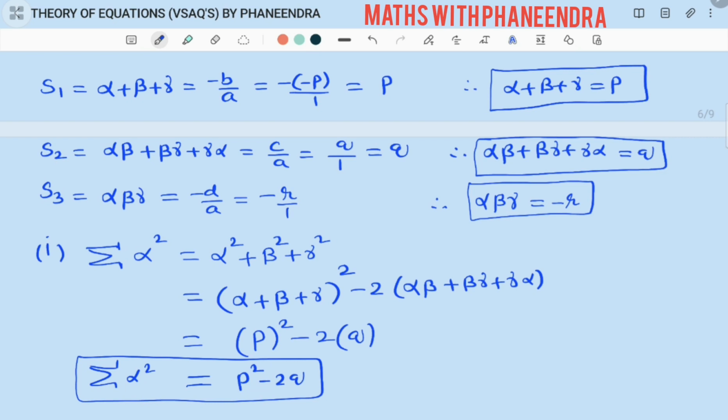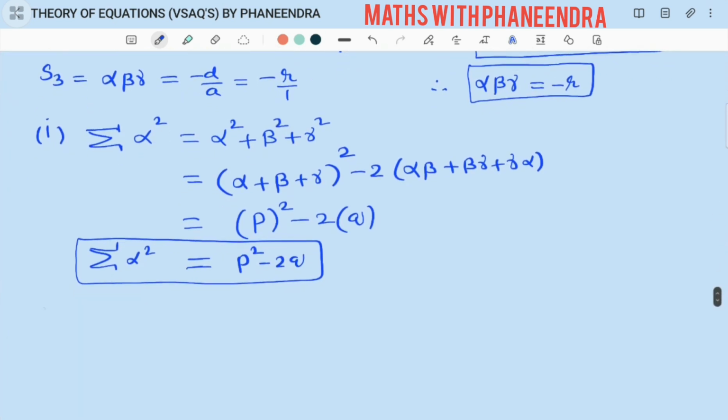We'll move on to the next question. Next question means the second one. That is sigma alpha cube. The meaning of sigma alpha cube is, in cyclic order, the sum of the cubes of alpha, beta, gamma: alpha cube plus beta cube plus gamma cube equal to.